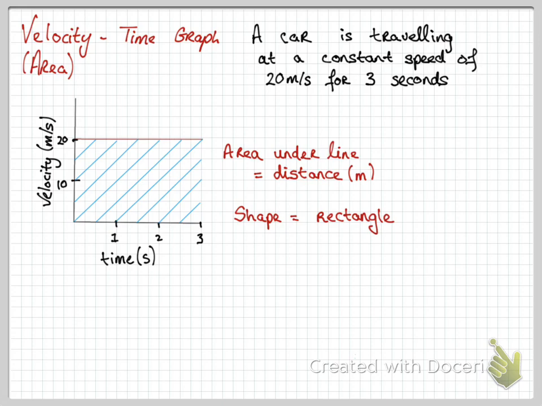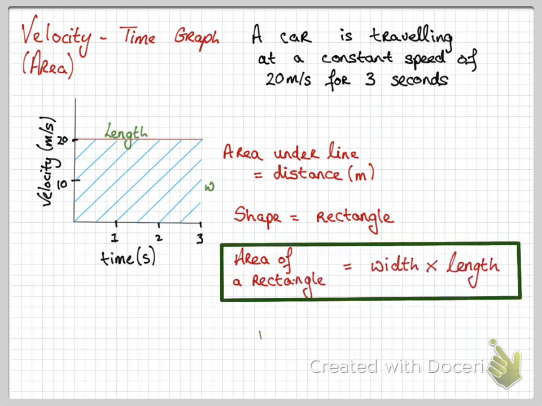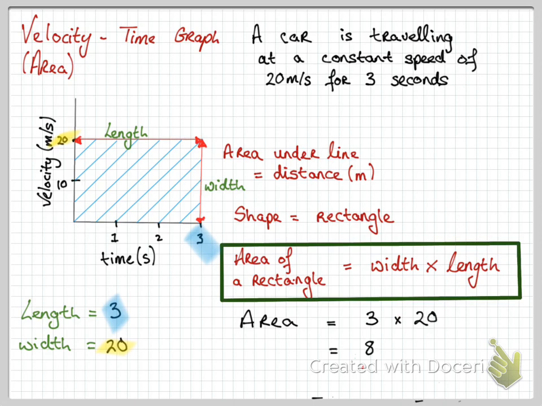If you look at this, that area looks like a rectangle. The area of a rectangle is equal to width times length. For this example, the length is from here to here, and the width is from there to there. So our length is 3 and our width is 20. We substitute this into our formula and you get an answer of 60 meters. And this is the distance the car travelled.